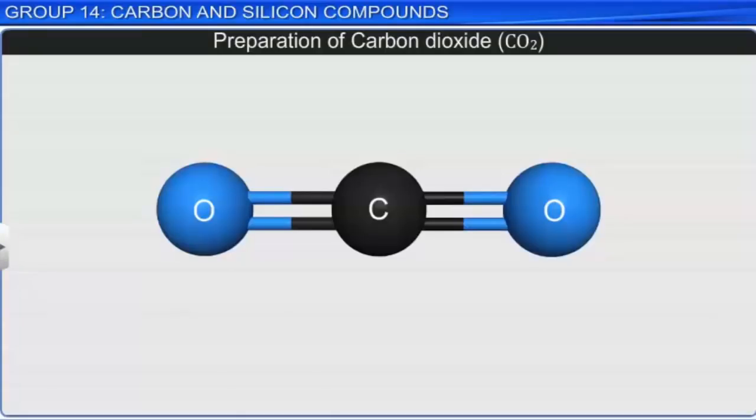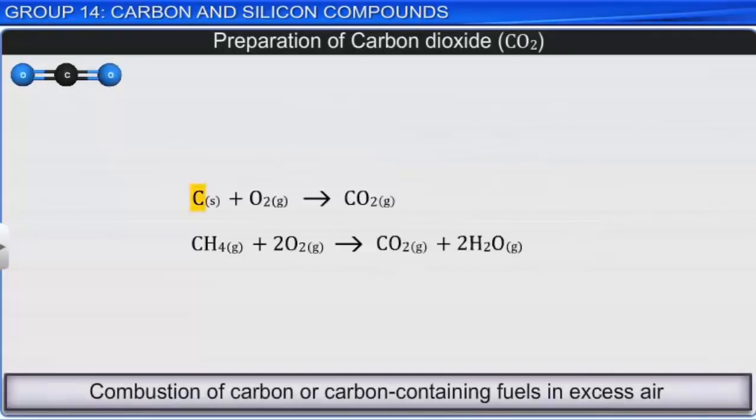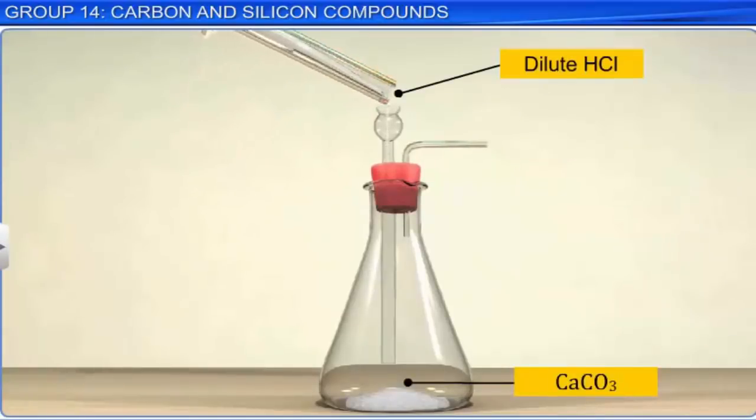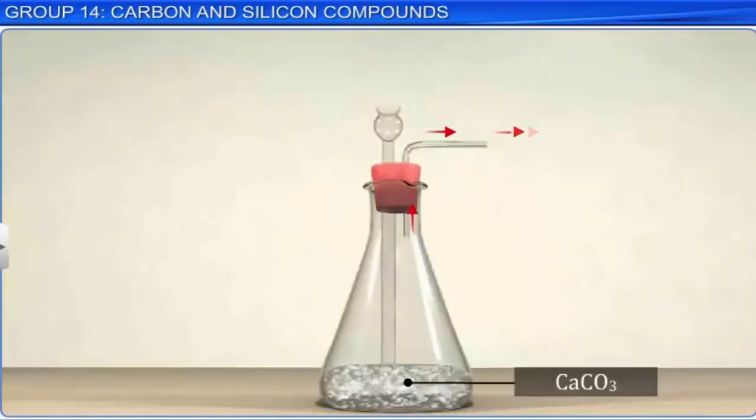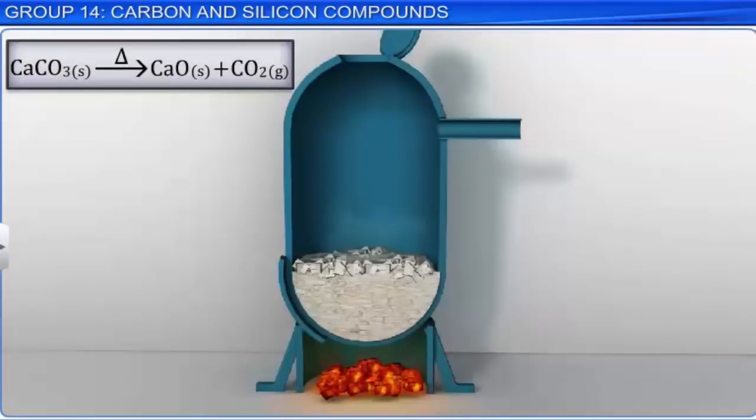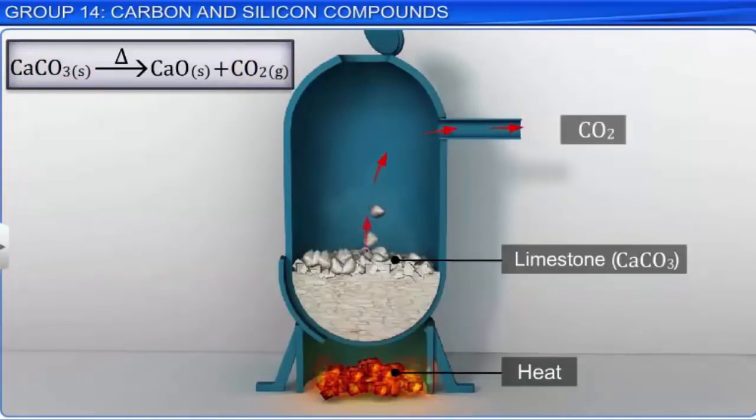There are several ways to prepare carbon dioxide. One way is by the combustion of either carbon or carbon-containing fuels such as methane in excess air. In the laboratory, carbon dioxide can be prepared by reacting dilute hydrochloric acid with solid calcium carbonate. On a commercial scale, carbon dioxide can be prepared by heating limestone, CaCO3, until it decomposes.